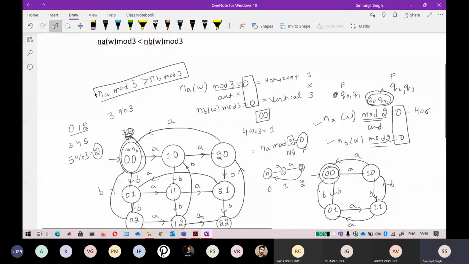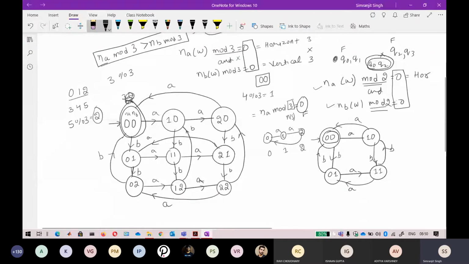For this one, you have all the states like 0 0, 1 0, 2 0. Wherever the number of A's is greater than the number of B's, you make those states final. So 1 0 will be a final state, 2 0 will be a final state, and 2 1 will be a final state. If you make these final states, your number of A's will always be greater than number of B's. If I just show you how, I just delete, because this 0 0 will not be a final state now.